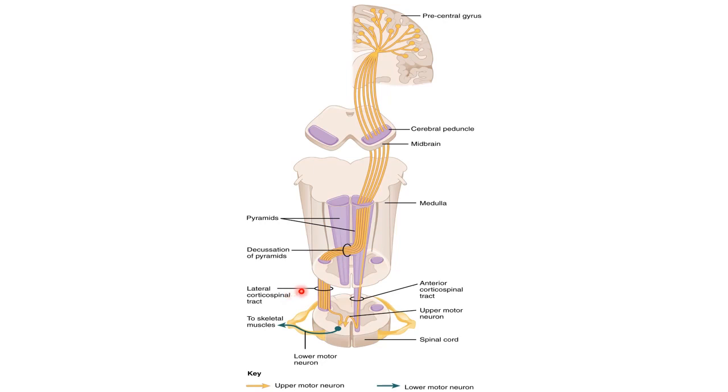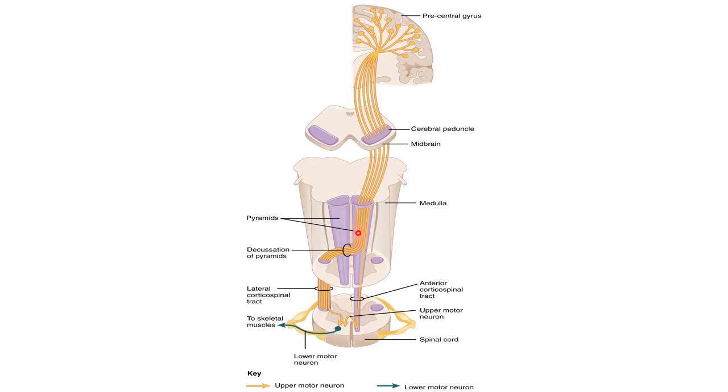The fibers that crossed here at the level of the pyramids continue as what's called the lateral corticospinal tract. It's called lateral because it will continue and end in the spinal cord in the lateral part of the white matter, and then it will pass through the gray matter of the spinal cord at the level of the anterior horn, where it will synapse with the interneurons and the other anterior horn cells to continue on to the muscle.